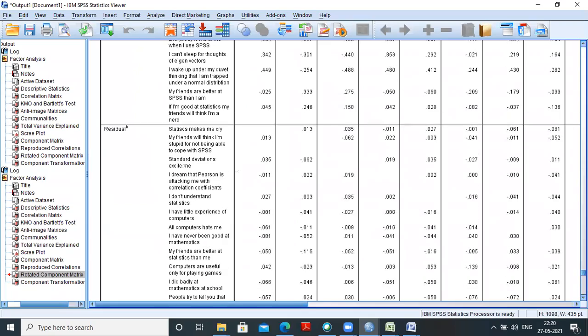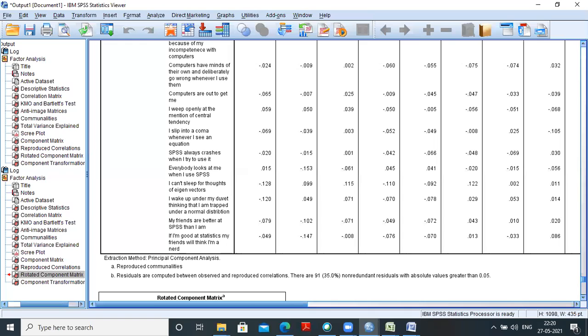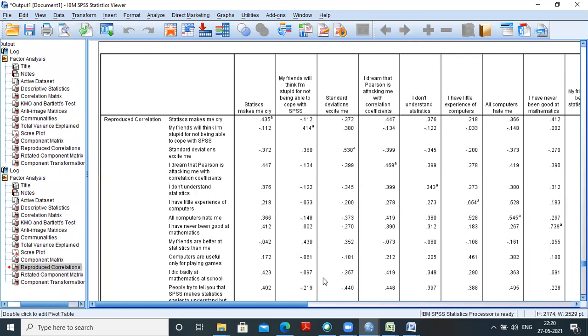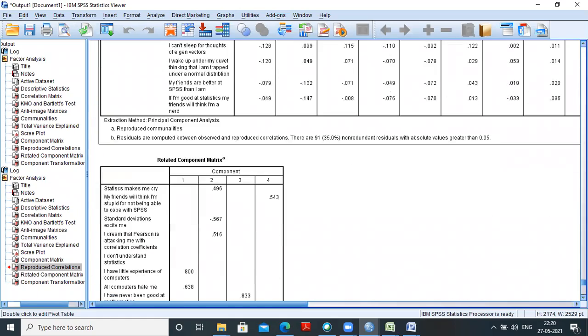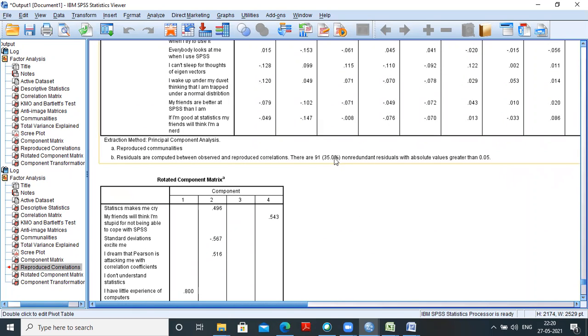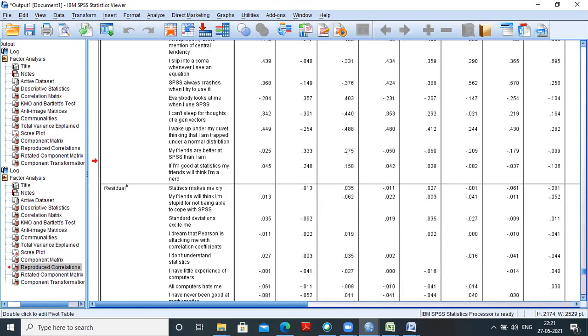Now this is the reproduced coefficient matrix. Here the residual coefficients are given. We check if the residual coefficient values greater than 0.05 are less than 50%. That means non-redundant residuals with absolute value greater than 0.05 should be less than 50%, then our factor analysis is good. Here it is 35%. So our results are acceptable. This is all about factor analysis using SPSS.